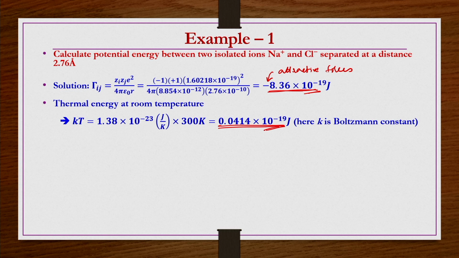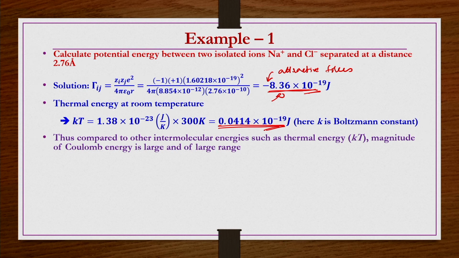Now, we see here that the intermolecular potential due to the electrostatic behavior of these two ions is 8.36 × 10^-19 joules of attractive energy, whereas the thermal energy is only 0.0414 × 10^-19 joules. So, that means such high magnitude of electrostatic forces are there. Thus, compared to other intermolecular energies such as thermal energy, the magnitude of Coulomb energy is larger, obviously, and of large range.